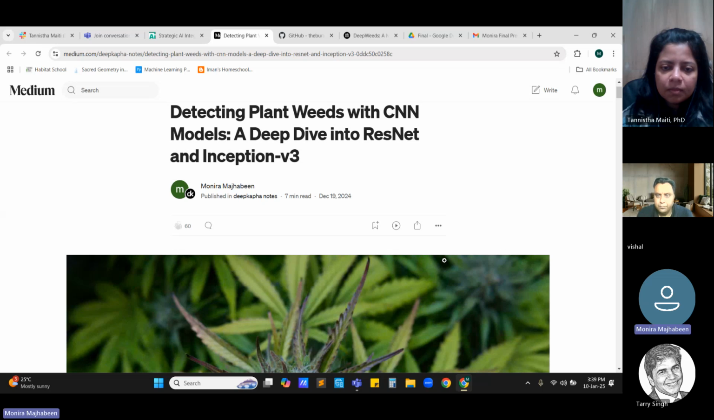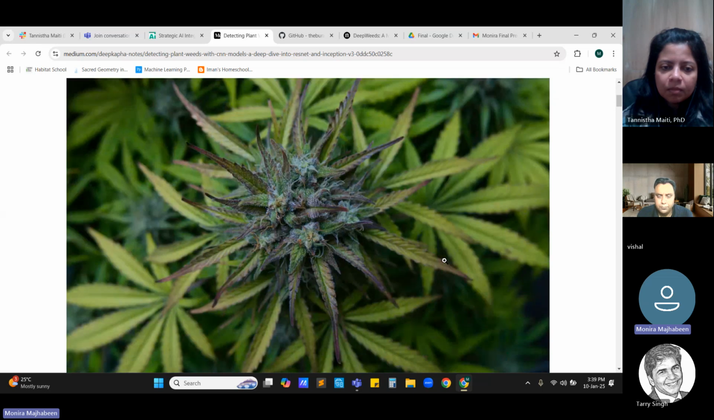There is a global emphasis on sustainable agriculture. Weed infestation is a critical challenge in sustainable agriculture at the moment, because it impacts the crop yields and also increases the reliance on herbicides by the farmers. So the goal was to develop a model that can help the farmers automate the identification of various weed species, reducing the manual effort and also improving the crop yield.